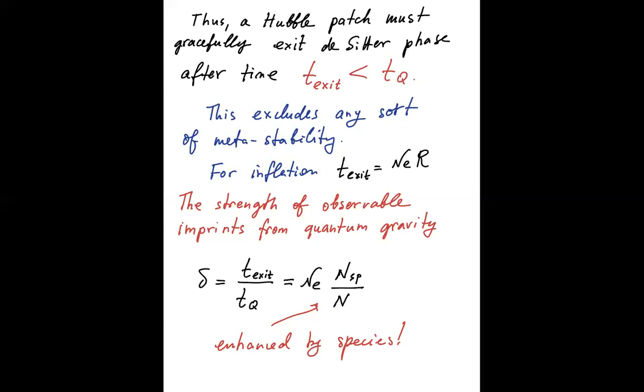And this quantum clock imprints intrinsically quantum gravitational perturbations, for instance, in the universe, and quantum gravitational tilt, and so on. And the strength of this is given by this ratio: the exit time divided by the quantum break time, okay? And so it's enhanced by the number of species. This is very interesting, because it means that if you have a theory with a large number of particle species, the quantum gravitational effects can be the dominant ones, okay?